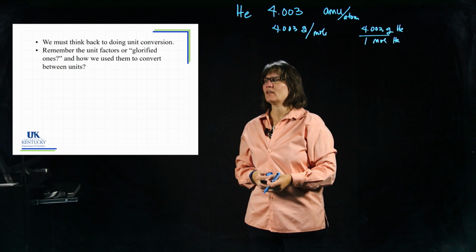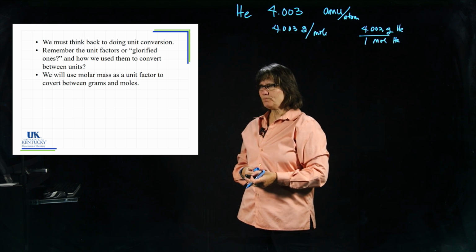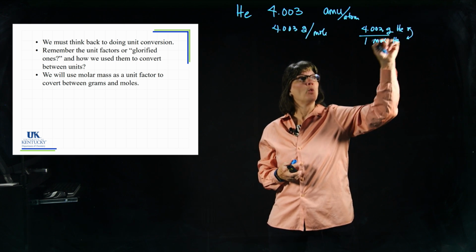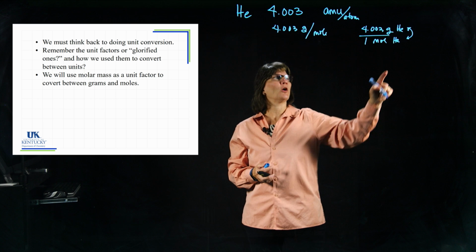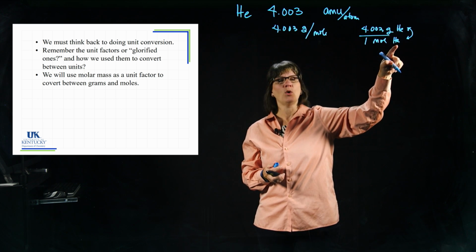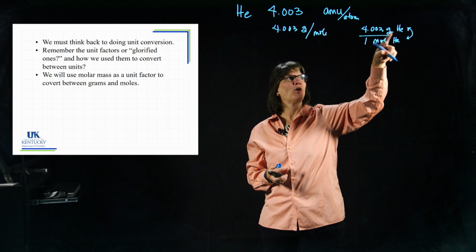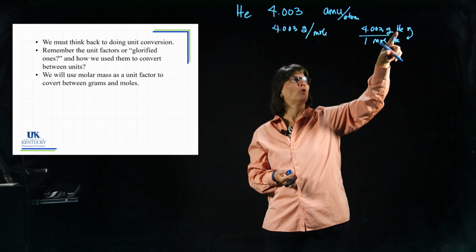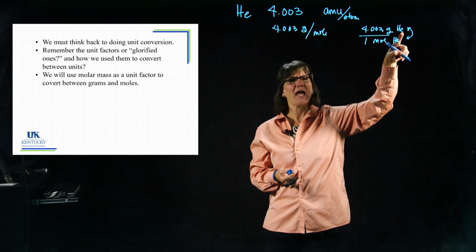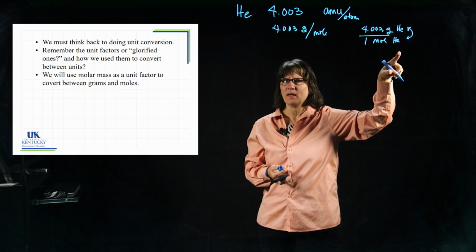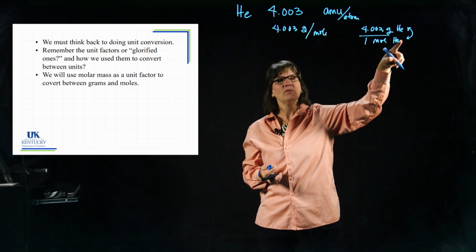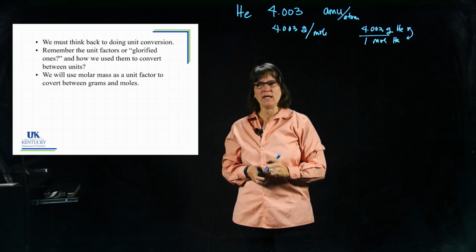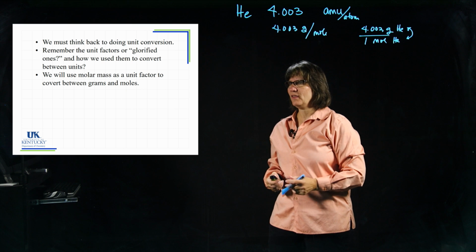It can be used as a conversion factor. Its job is to convert us between grams and moles. Whenever we have a molar mass, we can go between grams of that thing and moles of that thing. Now you can't go from grams of helium to moles of water. That doesn't make sense. You can't go from grams of lead to moles of gold. But as long as you're dealing with the same substance, you can use the molar mass to convert between grams and moles of that thing.